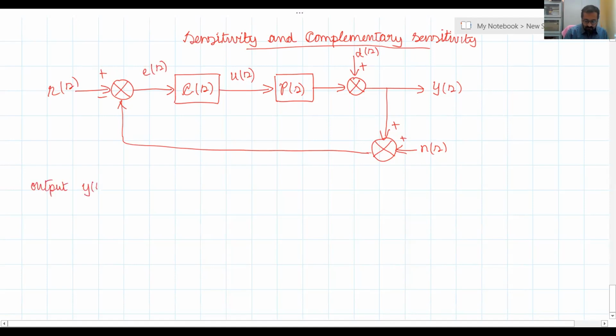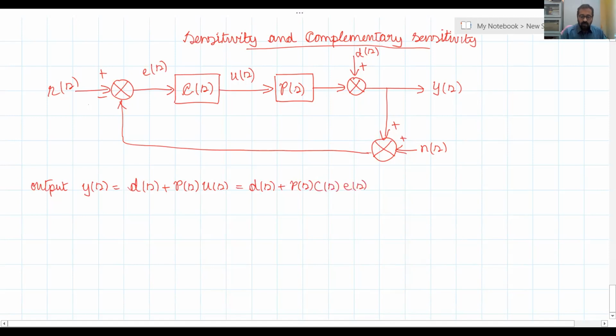What is Y of S? Y of S is nothing but D of S plus P of S into U of S. What is U of S? C of S into E of S. That means Y of S is D of S plus P of S, C of S into E of S.